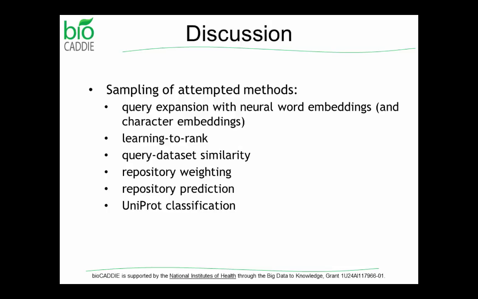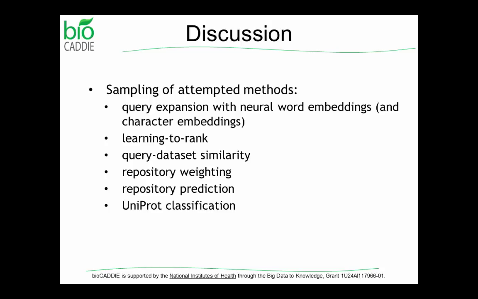There were some query to data set similarity metrics that people came up with, and some ways to, in an a priori fashion, determine what repository is more appropriate for the query. So sort of repository level scoring as opposed to just purely data set level scoring.